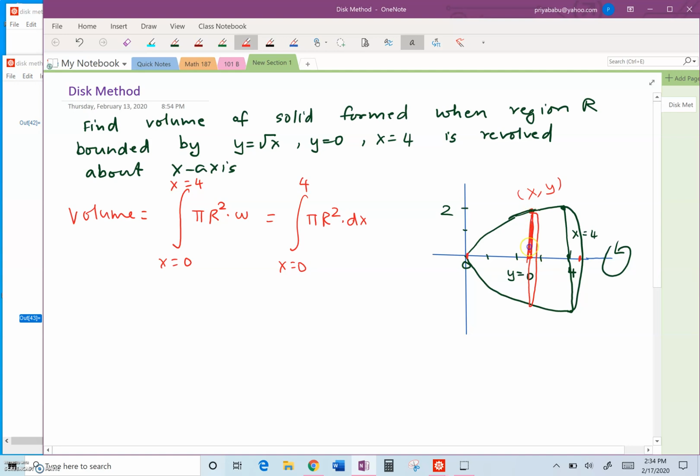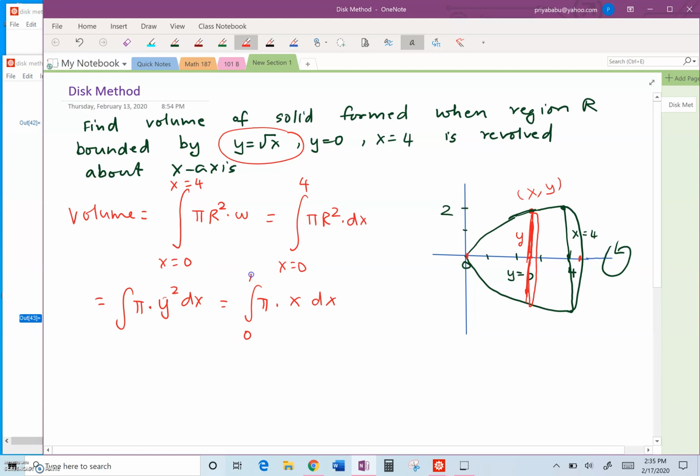That is the thickness of the cylinder. Then we're going to replace r by the radius of this disk, which is the y value. This vertical value is the y value. So I'm going to put pi y squared dx, but we're going to integrate with respect to x, so the y should not be there. We're going to replace that y with an expression in x. We're going to use y equals square root of x for that. y squared will become x, dx.